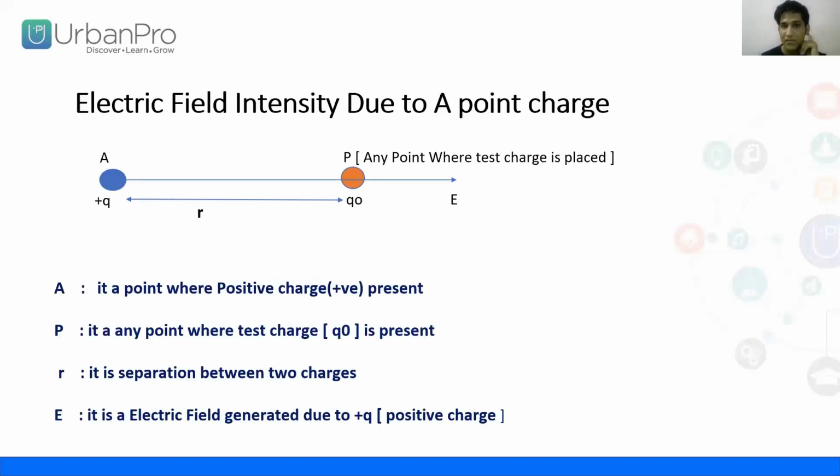The next topic is electric field intensity due to a point charge. Suppose we have a positive point charge Q, and we place a test charge Q naught anywhere, at a distance of radius r. Due to Q, the electric field goes outward and makes a line passing through the point P where the test charge Q naught is.